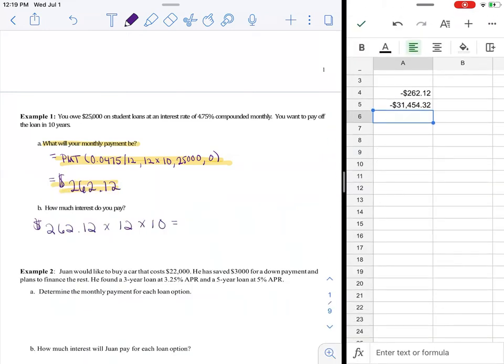Okay, so this is saying over the 10 years, I will make payments totaling $31,454.32. Now, that's not our interest, okay? Because we did spend $25,000 to go to school. So we want to take our interest, our total that we spent over the 10 years. And using these dollar signs is important, so please get in that habit because it's a unit. And I'm going to take away the 25,000.